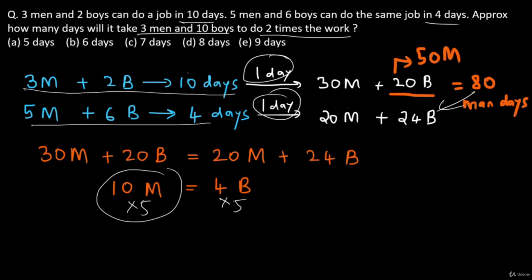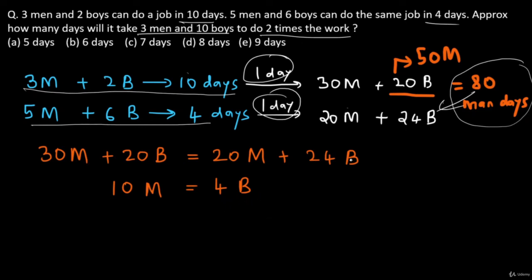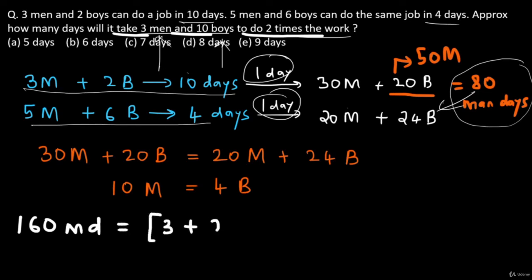All right, now let's proceed. Now we need to find out how many days it will take 3 men and 10 boys to do 2 times the work. Now 2 times this work would be 80 into 2, that is equal to 160 man days. All right, now let's proceed. Now I have 3 men and 10 boys, right? So 160 man days is equal to 3 plus 25 into D.